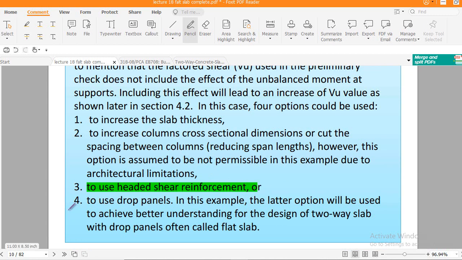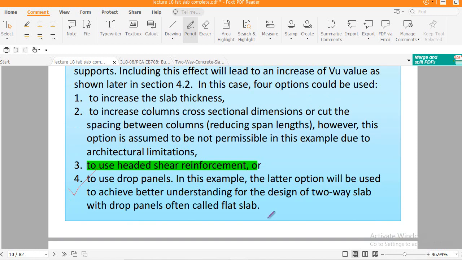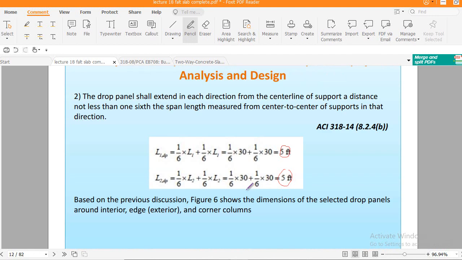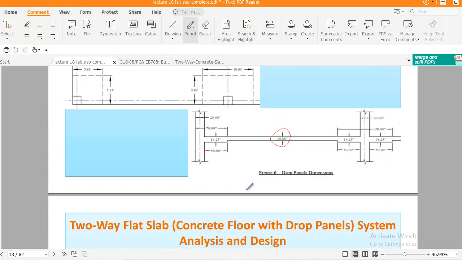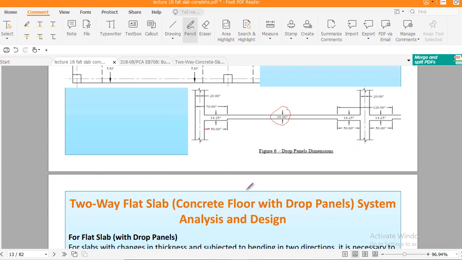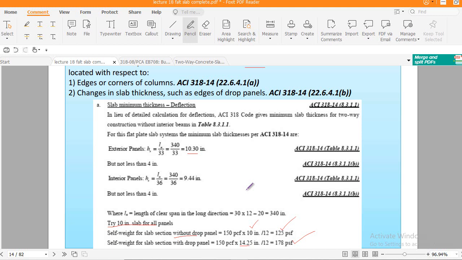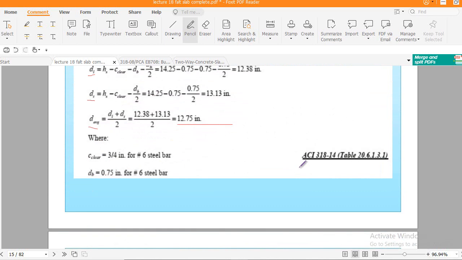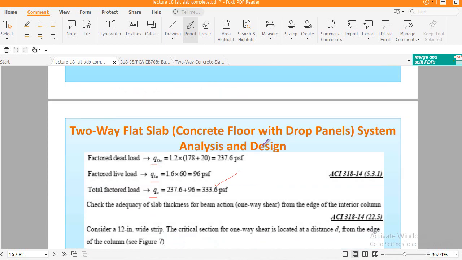Here we are using the fourth option. We are using the drop panels. In that case, you see we fixed the size of the drop panel, how to fix it, and what points you have to remember. We fixed the size, that is 5x5 and 10x10 for the interior and 5x5 for the corner, and we fixed the slab thickness with the drop panels, right? And 10 inch is fixed. Okay, we find the average effective depth, right?